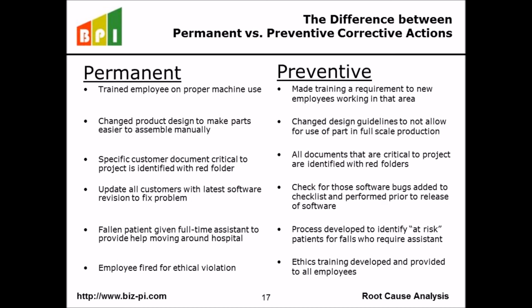Here are some more examples of the difference between permanent versus preventive. Permanent would be train the employee on the proper machine use, where preventive would be make training a requirement for new employees working in that area. Permanent would be updating all customers with the latest software revision to fix a problem. And the preventive would be checking for those same software bugs and making it into a checklist to perform prior to release of the software. Permanent would be the employee is fired for an ethical violation. Preventive would be ethics training developed and provided to all employees.